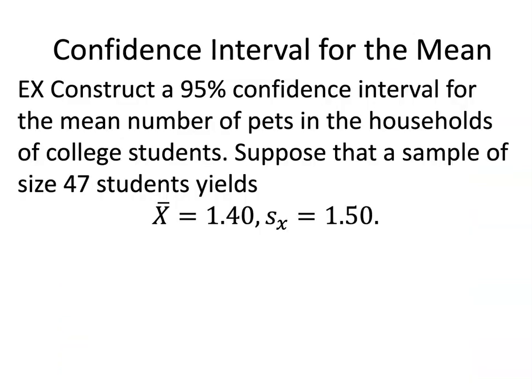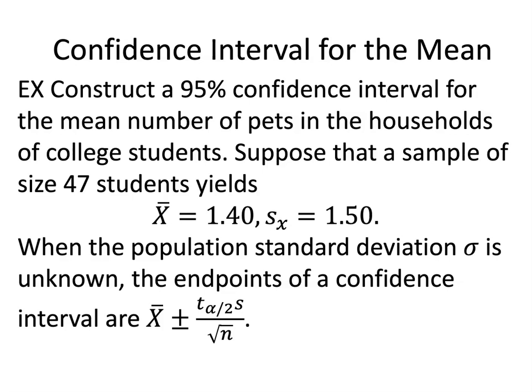Okay, so we're constructing a 95% confidence interval for the mean number of pets in the households of college students. When the population standard deviation sigma is unknown, the endpoints of a confidence interval are x bar plus or minus t sub alpha over 2 times s over square root n. Notice that unlike before, this is not z sub alpha over 2, it's t sub alpha over 2. So we don't know the population standard deviation, use the t distribution instead of the normal distribution.